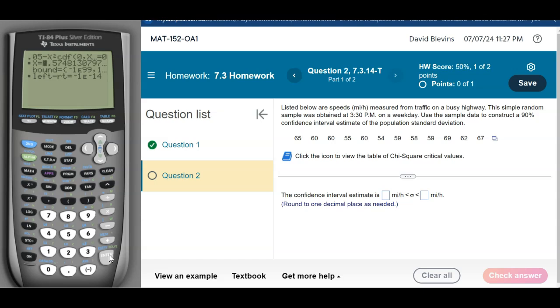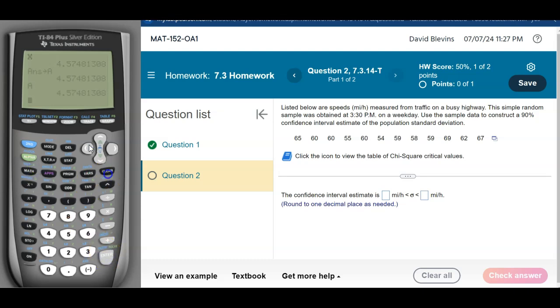So 0.45, we need this number to 3 decimal places. 0.4575. Alright, so that was x. So notice if I hit x, it's still stored in there. So I'm going to store that temporarily as alpha A. Alright, so now A, if I press alpha A, that's that button.